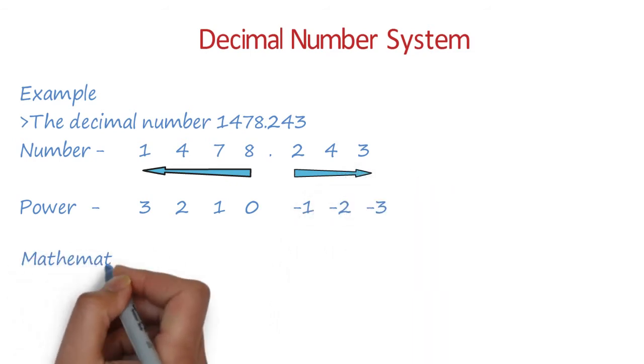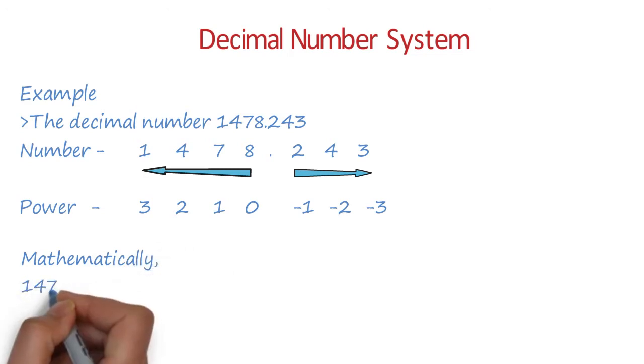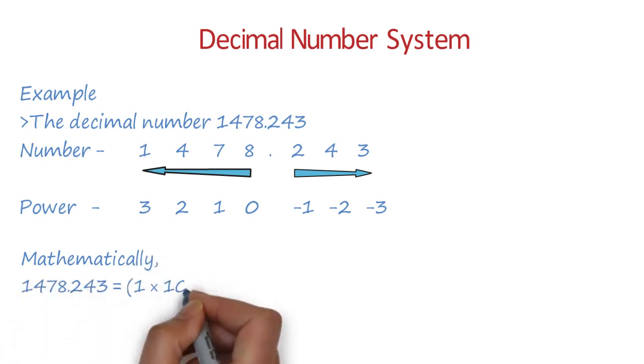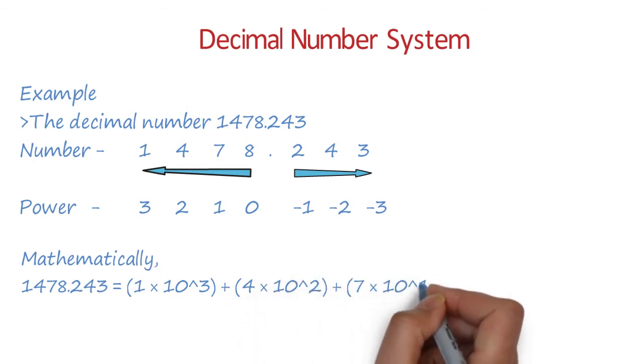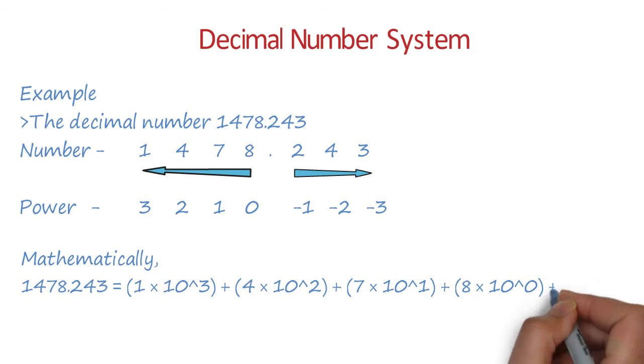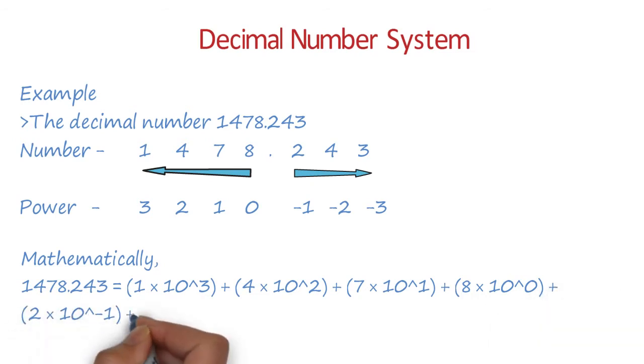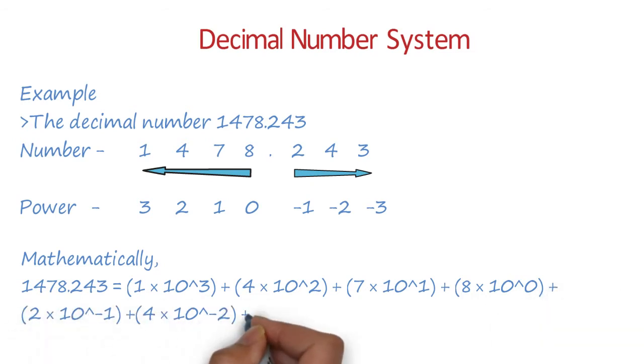Mathematically, we can write this as 1478.243 is equal to 1 into 10 raised to 3 plus 4 into 10 raised to 2 plus 7 into 10 raised to 1 plus 8 into 10 raised to 0 plus 2 into 10 raised to minus 1 plus 4 into 10 raised to minus 2 plus 3 into 10 raised to minus 3. After simplifying the right hand side, we get the equivalent value at the left hand side, that is 1478.243.